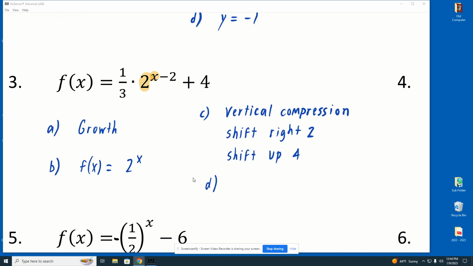And because of that vertical shift, up 4, what did my asymptote move to? So we're going to write what? Y equals 4. That's my new asymptote. I guarantee if you graphed it, you'd see that. All right. Any questions on 3?